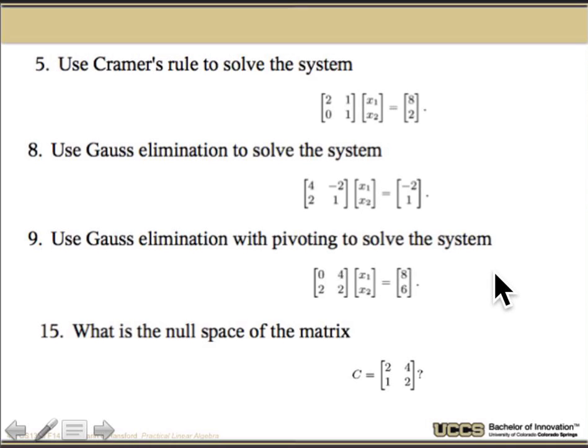For example, how to use Cramer's rule to solve a system, how to use Gaussian elimination to solve a system, where you have to think about what shears you're going to do, and Gaussian elimination with pivoting, where you have to do some pivots. We didn't derive a pivot matrix, but you might need to be able to do that. Answer questions like, what's the null space of this matrix?